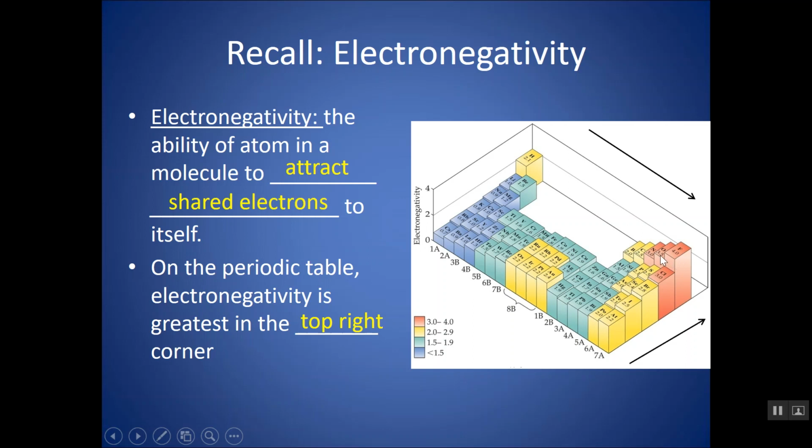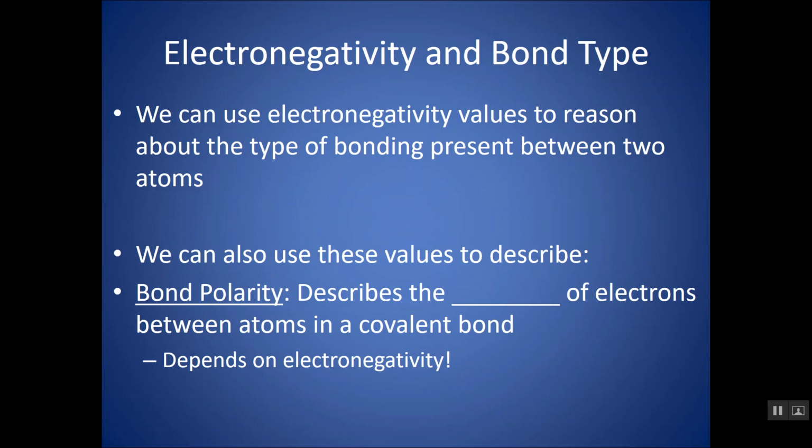Oxygen's a bit lower at 3.5, hydrogen's a lot lower since it's all the way on the left-hand side at about 2.1. Okay, but you should know this definition of electronegativity. It's an attraction for electrons. So you can actually use the electronegativity value to reason about the type of bond present between 2 atoms. So bond polarity describes the sharing of electrons between atoms in a covalent bond.